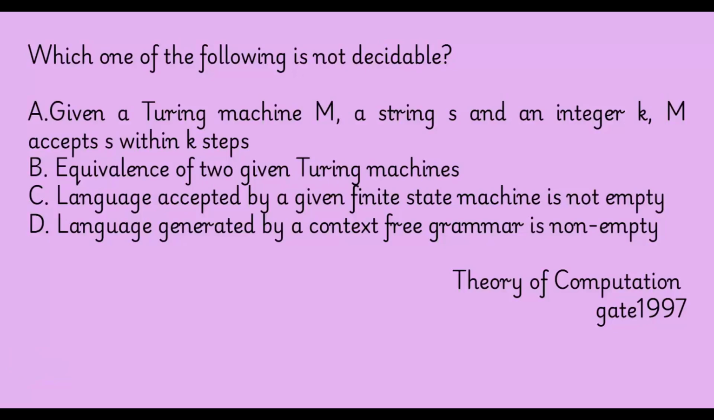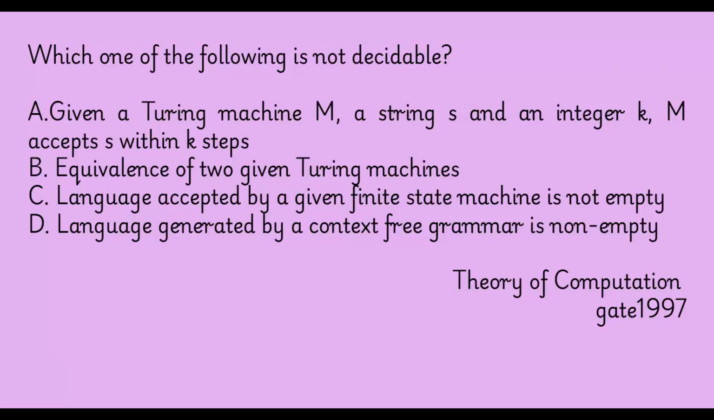Next question, which one of the following is not decidable? Let us see option A. Given a Turing machine M, a string S and an integer K, M accepts S within K steps. So we can find out whether the Turing machine M accepts the string within a finite number of steps. So it is decidable. What about option B? Equivalence of two given Turing machines is not decidable.